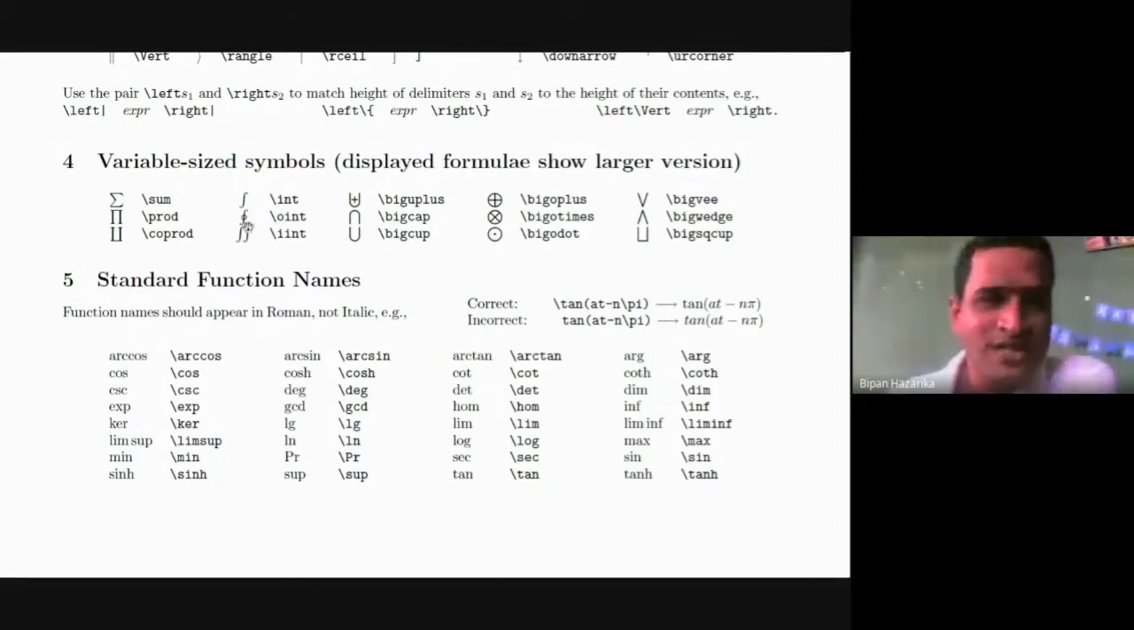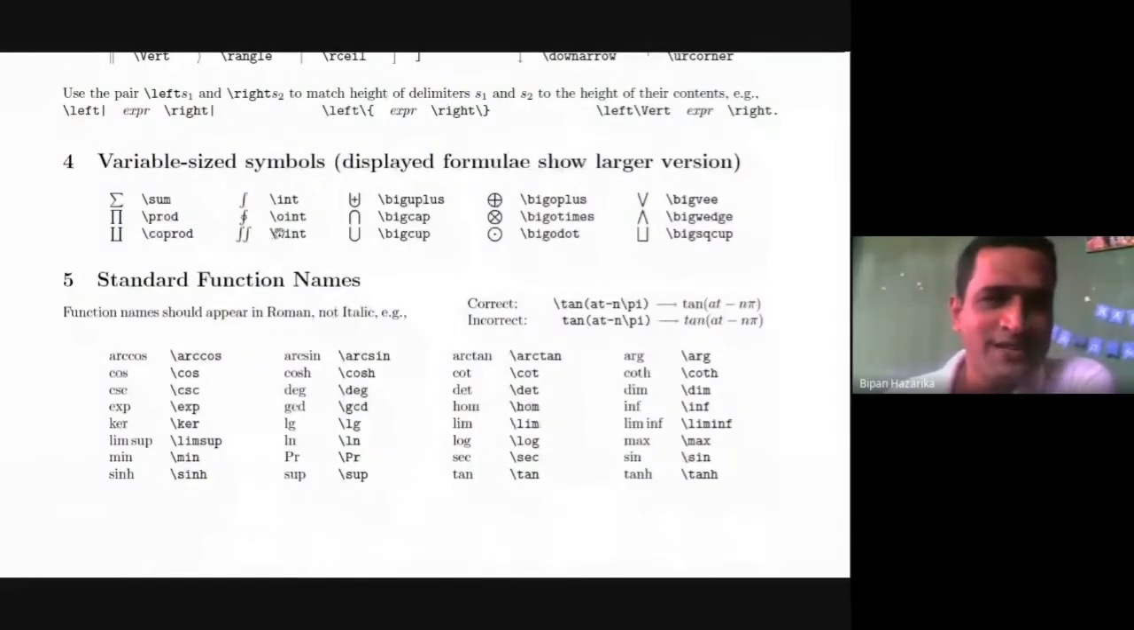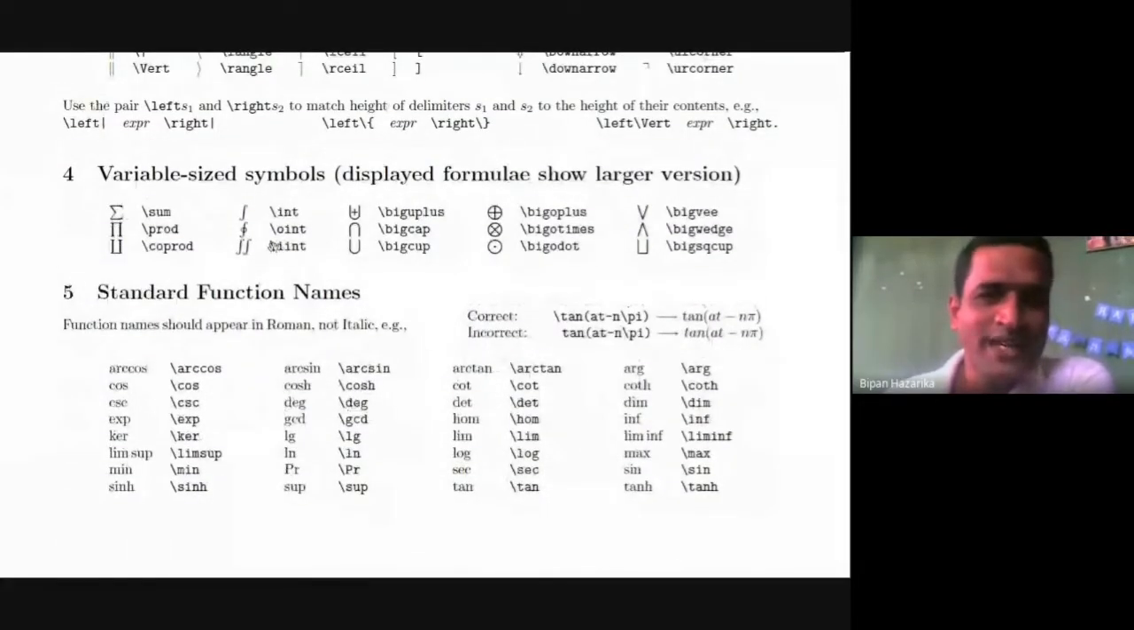Now this is a closed integral, where we write a circle within the integral sign. So if you write slash O int, you get this symbol. If you put double int, you get a double integral. If you want to write a closed double integral, you put O here, slash O double int, and you get a closed double integral.